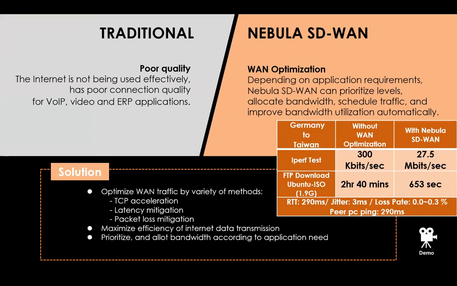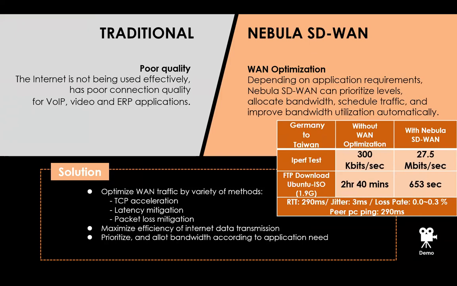Of course, the traditional internet is not using any kind of special handling. It's not being used effectively, so the result is poor quality. The SD-WAN optimizes the WAN connection. You can schedule and allocate bandwidth. You can schedule the different traffic. You can improve the utilization of that limited pipe that you have.